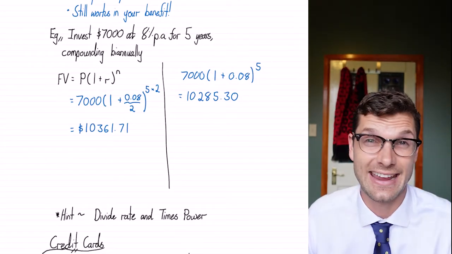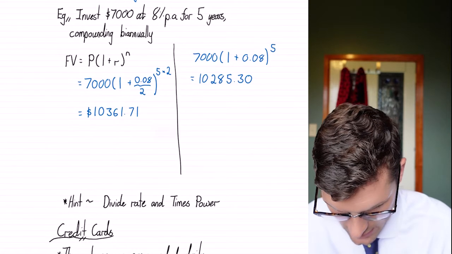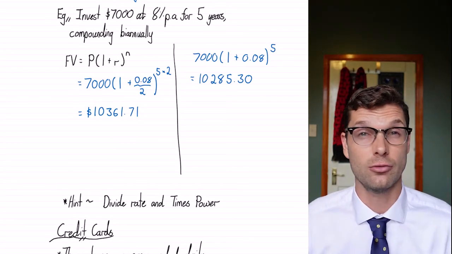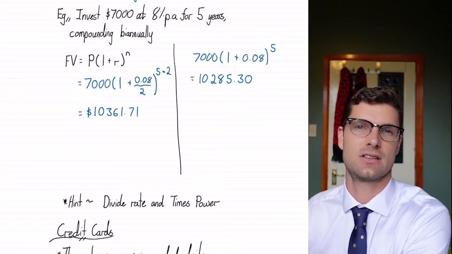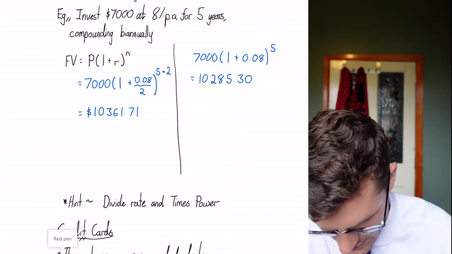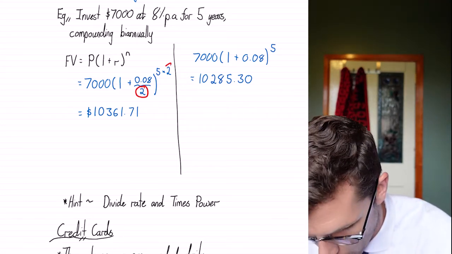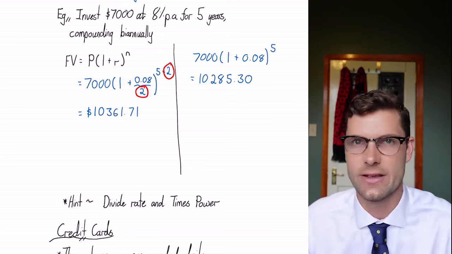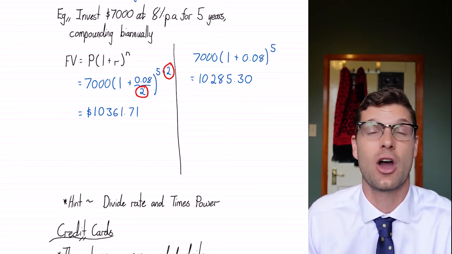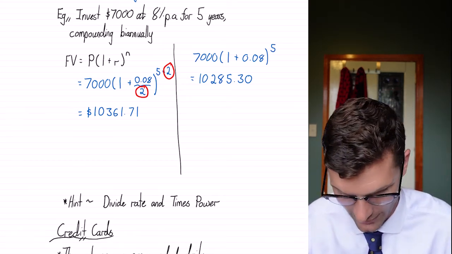So the big hint and the big shortcut for these ones is whatever you divide the rate by, you've got to times the power by. So these two numbers should always be the same. And that will just help you kind of know that you're on the right track.